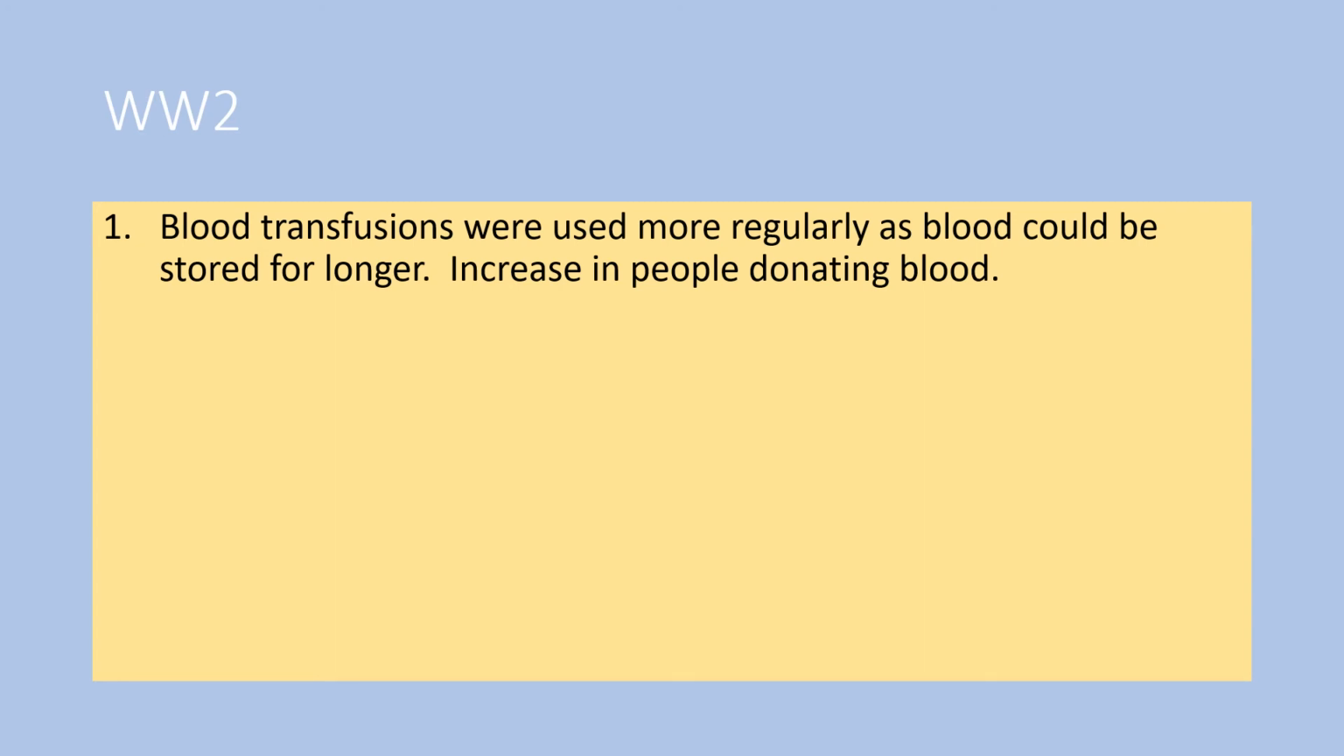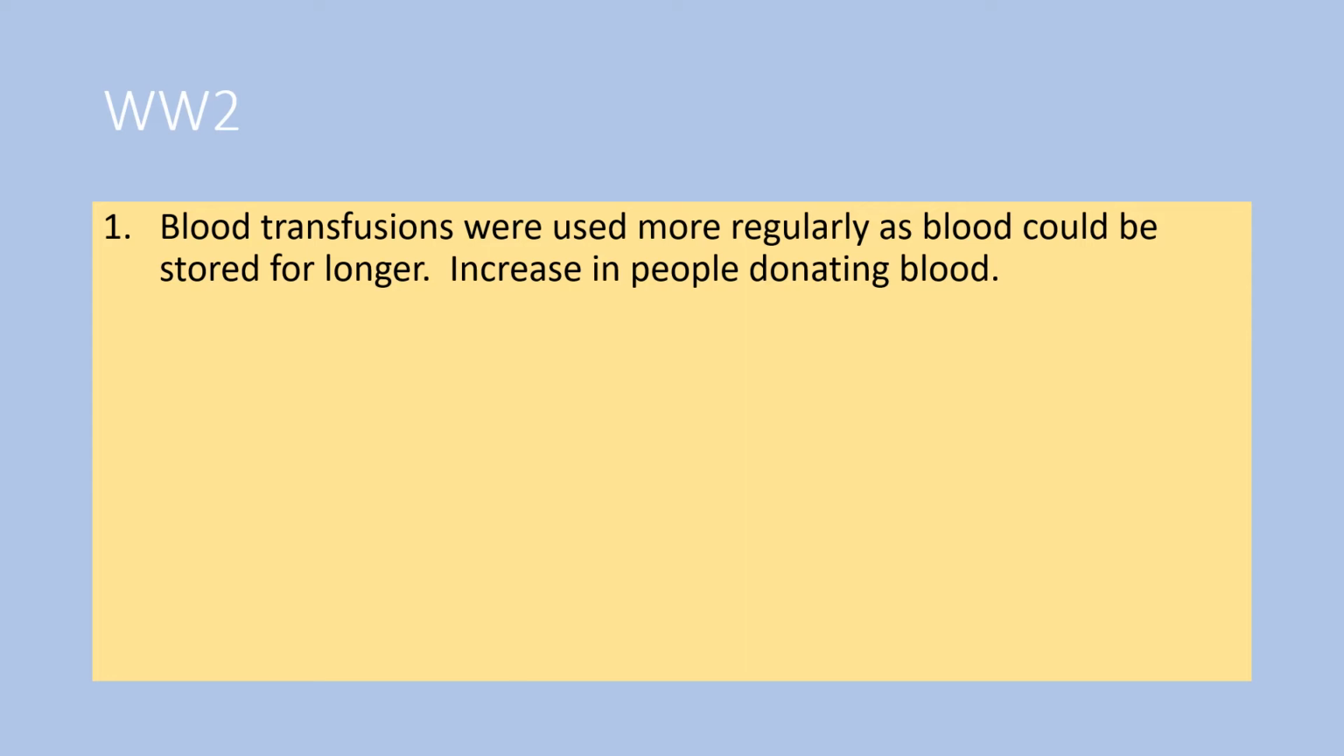So we see a lot of similar developments being made during the Second World War, carrying on from the developments made in the First World War. Blood transfusions, for instance, are used a lot more regularly and could be stored for a lot longer as well. In Britain and also in America during the Second World War, there is a massive drive for the civilian population who are not out fighting to be donating blood as well.